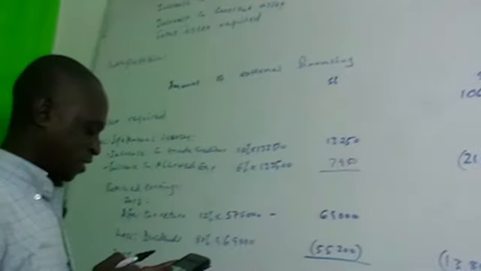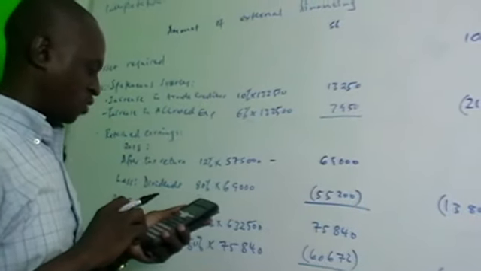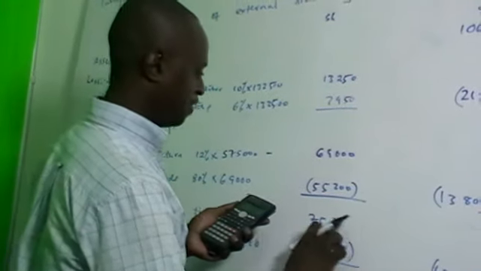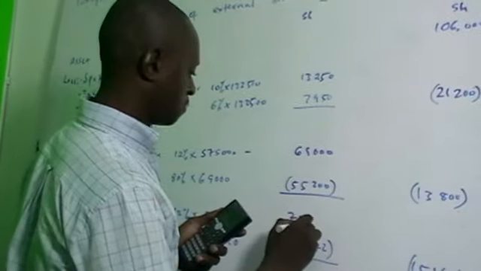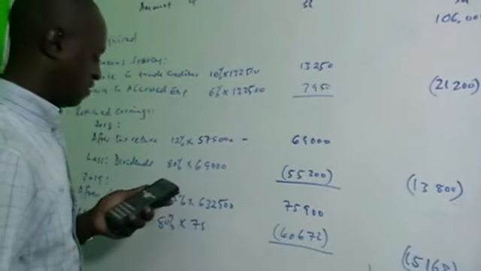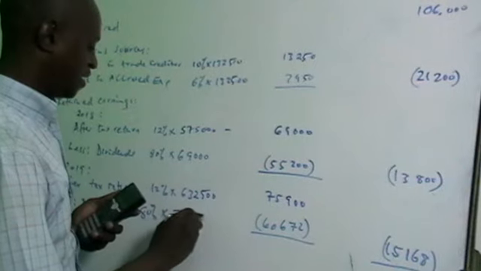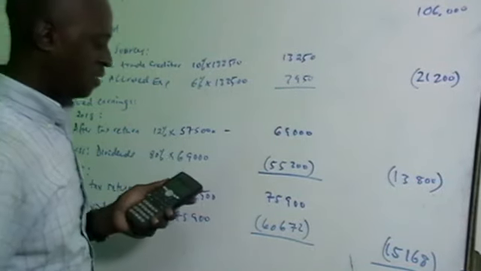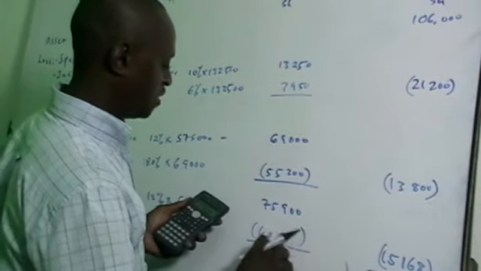So this is 5 there. Now 12% times 632,500. This is 75,900. So this is 75,900. You get 80% of that. So this is 720.